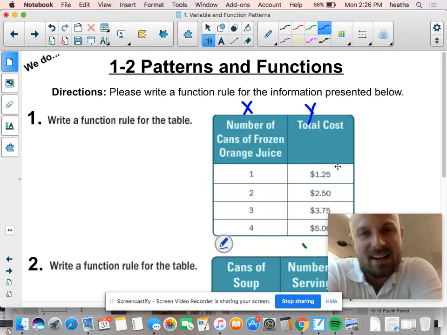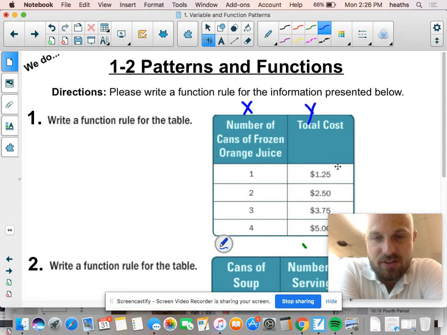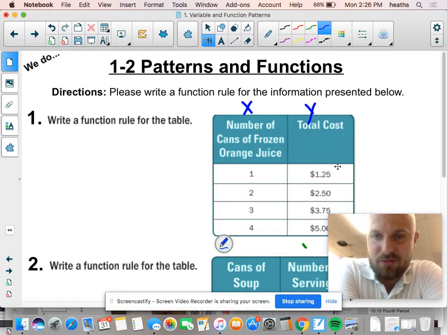So the x column, or the input, is cans of orange juice, and notice it just goes up 1, 2, 3, 4 cans. But with each number of cans, see that the y value starts off at $1.25, then goes from $1.25 to $2.50, and from $2.50 to $3.75, and I can quickly notice that it seems to be going up an even $1.25 per can of orange juice.